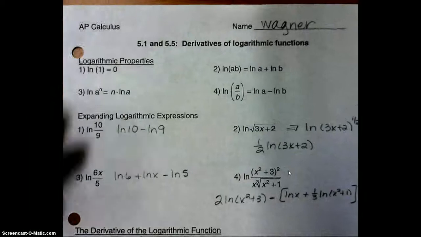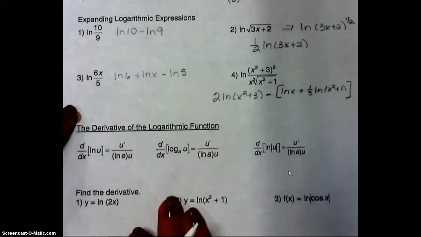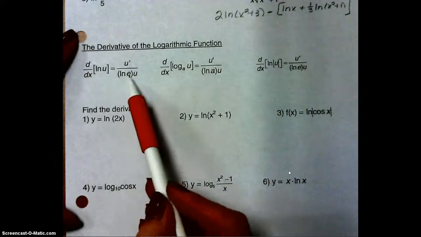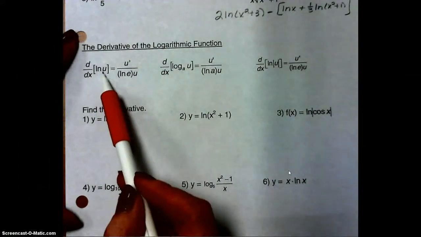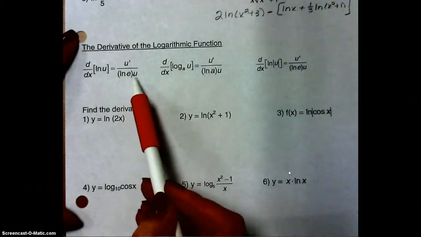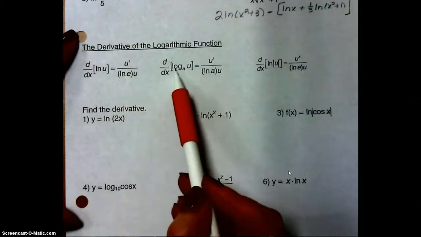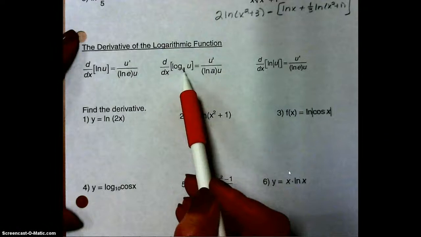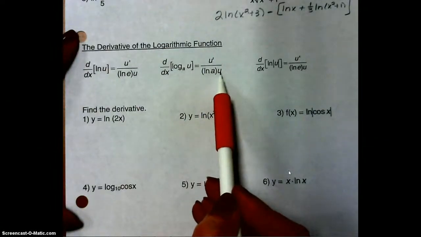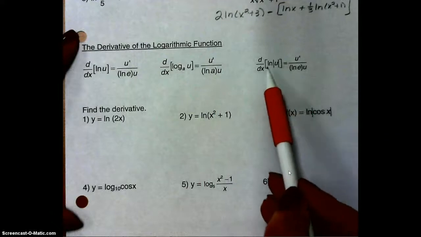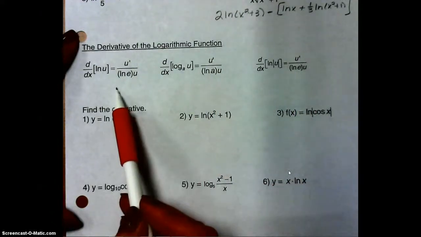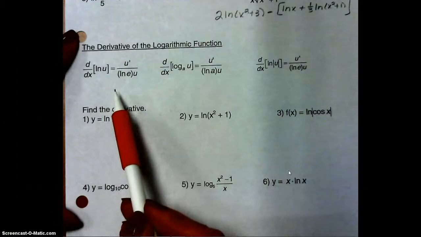So, as we go through our notes, right here you have the derivative of your logs. Here's the natural log of u's derivative, which is u prime over ln of e times u. The derivative of a log that has a different base than e is u prime over ln a times u. And then when you are asked for an absolute value, it functions exactly the same as the one over here at the beginning. So we're going to practice.